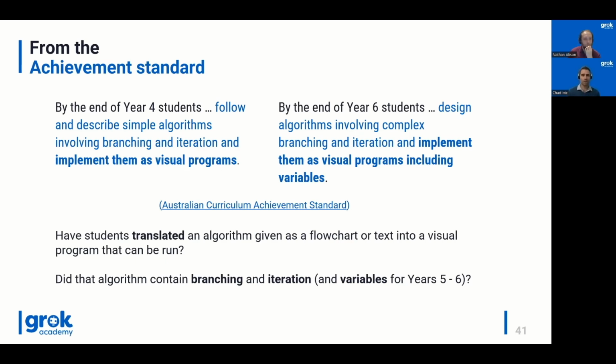Just talking about assessment, just having a look at the achievement standard where we can see years 3 and 4 and years 5 and 6 beside each other. So when you are assessing students, it could be helpful to think, have students translate an algorithm given as a flowchart or text into a visual program that can be run? And did the algorithm contain branching and iteration? Also sequence and input and variables for years 5 and 6. There's also the expectation for complex branching at years 5 and 6 as well.